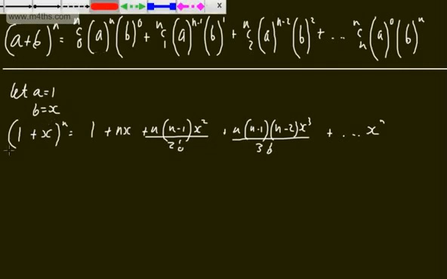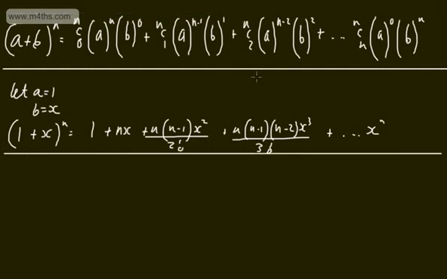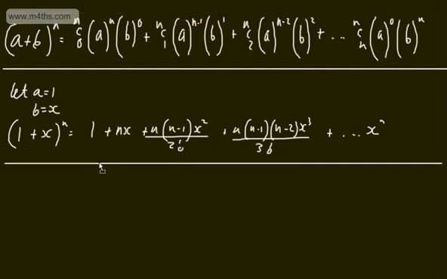So this is an alternative expansion when we have (1 + x)^n, and again, for this particular form, n is a positive integer, and that gives us a finite number of terms, and it's just n + 1 terms.